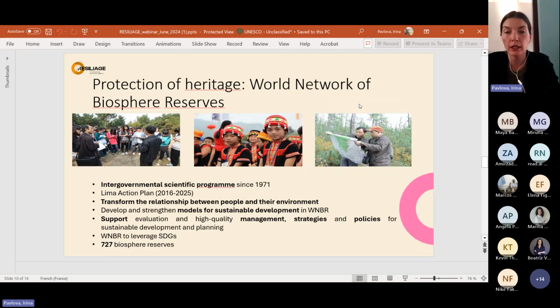Almost in parallel, another international network of UNESCO-led programs was born. It's the Man and Biosphere program with its world network of biosphere reserves. These sites are designated for their outstanding biodiversity on one side, but it also explores relationships between people and their environment. Since its establishment, the network develops and strengthens models for sustainable development.